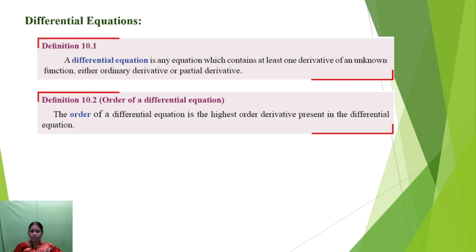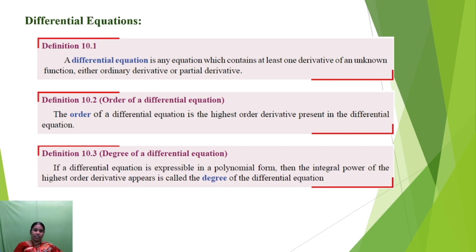What is the order of a differential equation? The order is nothing but the highest order derivative present in the differential equation. The highest order of the derivative involved in the equation is said to be the order of the differential equation. The highest order of the derivative is the order of the equation.